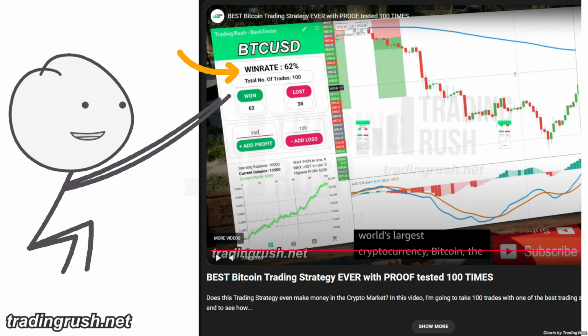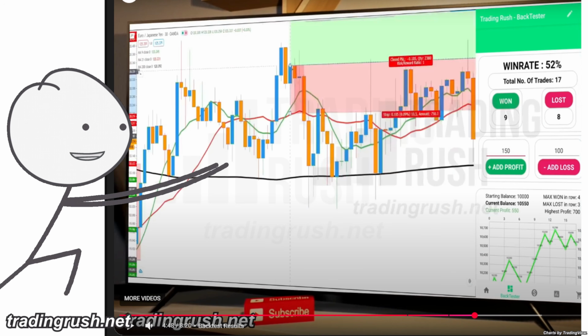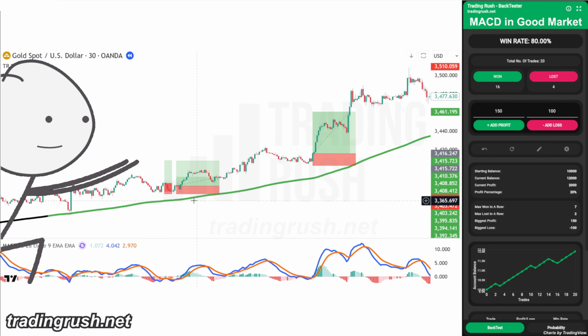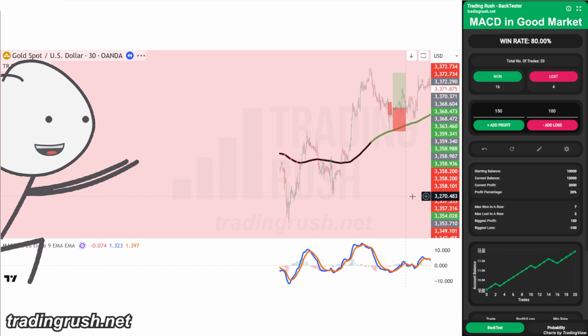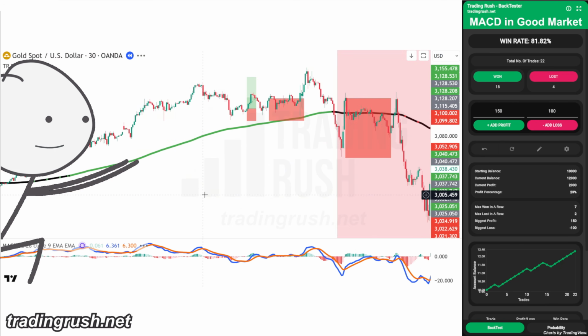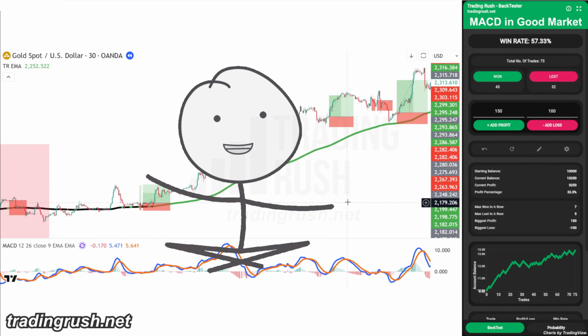Basically, I wanted to see how high the win rate could go if I took trades only in an extremely good market. Not only that, I'm also going to test 100 times again in choppy, ranging, and slow markets as well, to see how the win rate behaves in an extremely bad market. So, I took 100 trades in the extremely good market and 100 trades in the extremely bad market. But how did I filter the good and bad markets?